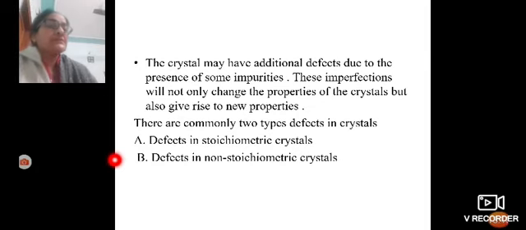The crystal may have additional defects due to the presence of some impurities. These imperfections will not only change the properties of the crystals but also give rise to new properties. There are commonly two types of defects in crystals. The first is defects in stoichiometric crystals. The second is defects in nonstoichiometric crystals.